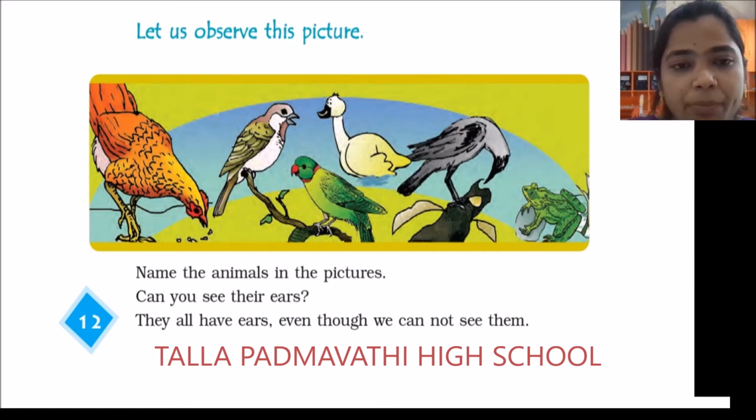Are you able to see the picture over here? Yes. Name the animals in the picture. Hen, sparrow, parrot, duck, crow, frog. Can you see their ears? No, I cannot. Hen is not having ears, sparrow is not having ears, parrot, duck, crow, frog. It is not at all having any ears, which I can find out by just seeing.